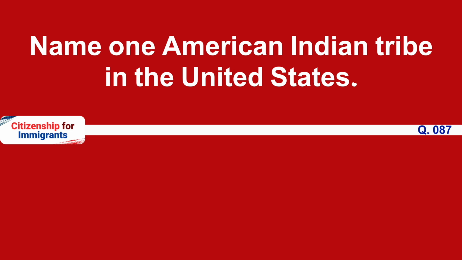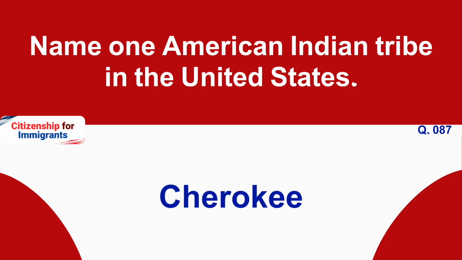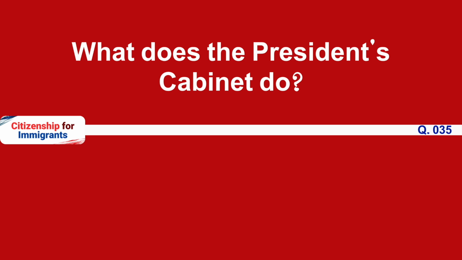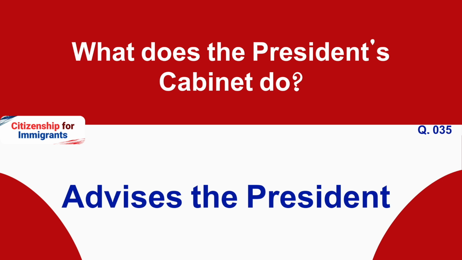Name one American Indian tribe in the United States. Cherokee. What does the President's Cabinet do? Advises the President.